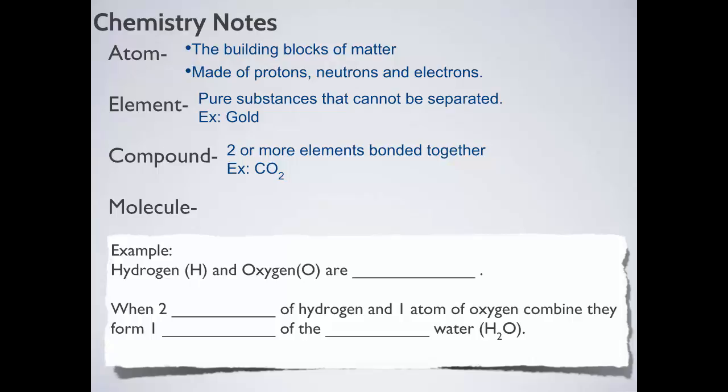A molecule is the smallest part of a compound that is still that same compound, still has the same properties. So we could have a single carbon dioxide molecule, and that would be a carbon bonded to two oxygens. And it's still carbon dioxide, still has all the properties. Could we break it down further? Yes, but it would no longer be carbon dioxide. It would be carbon and oxygen.